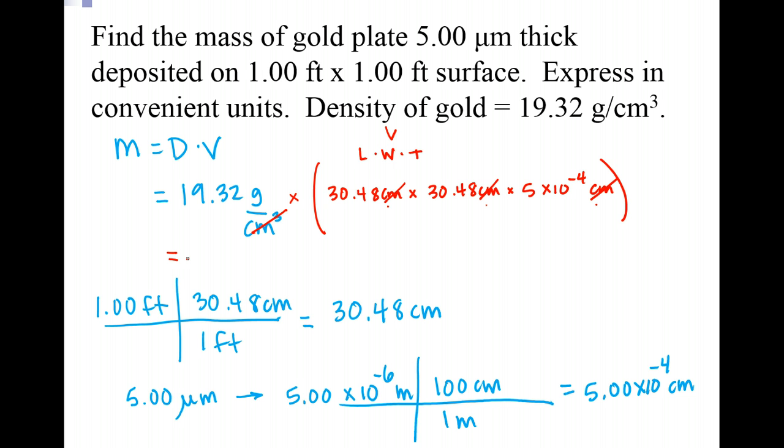Multiplying all of this together, 19.32 by 30.48 times 30.48 times 5 times 10 to the negative 4th gives me 8.97 grams. This concludes our work on dimensional analysis.